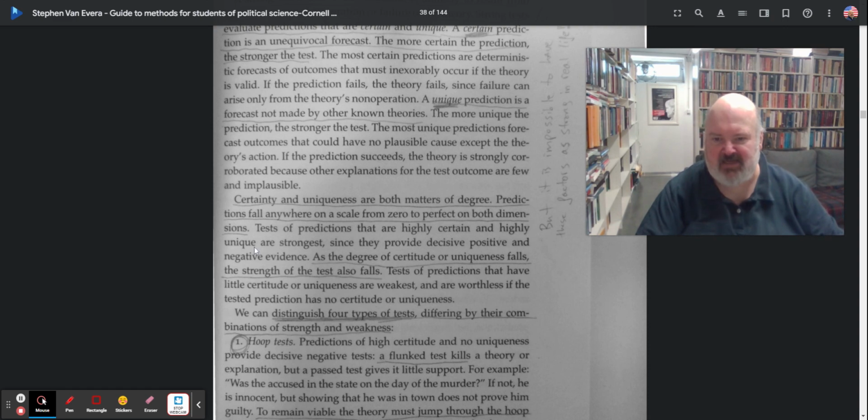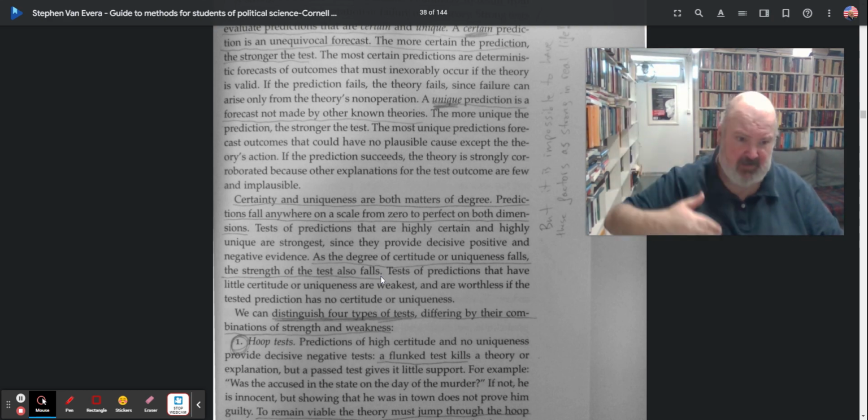He says tests of predictions that are highly certain and highly unique are the strongest, since they provide decisive positive and negative evidence. As the degree of certitude or uniqueness falls, the strength of the test also falls. So therefore, this is the highest.